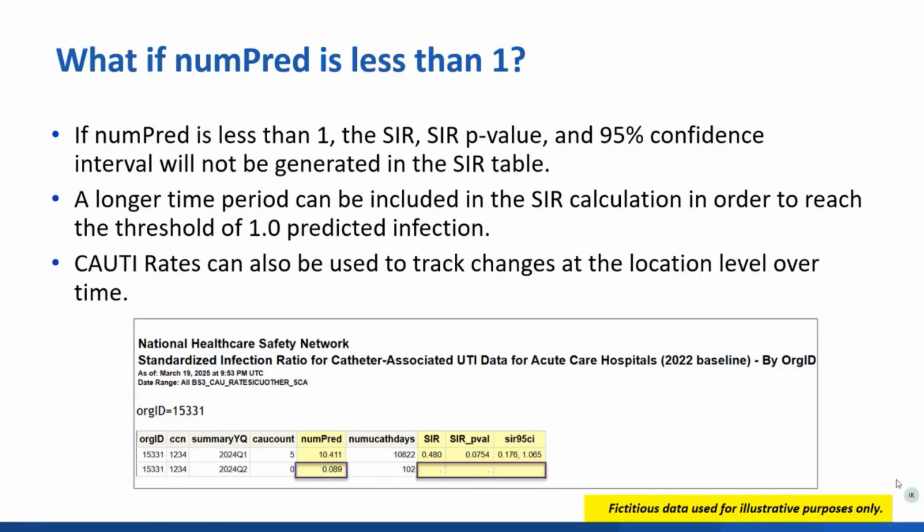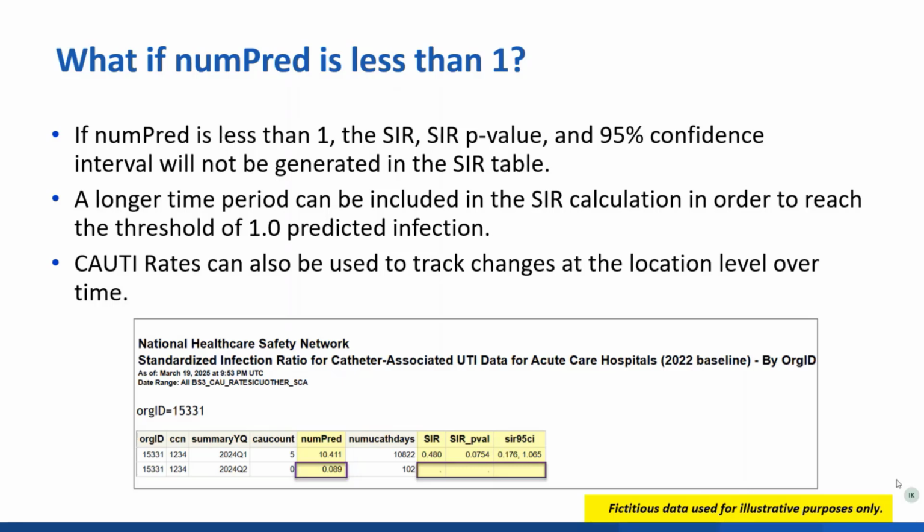So in some cases, especially for smaller locations or shorter time frames, the number of predicted infections, or NUMPRED, may be less than 1. When the number predicted is less than 1, the SIR, its p-value, and the 95% confidence interval will not be generated in the SIR table. That's because the model doesn't have enough prediction to calculate meaningful statistics.